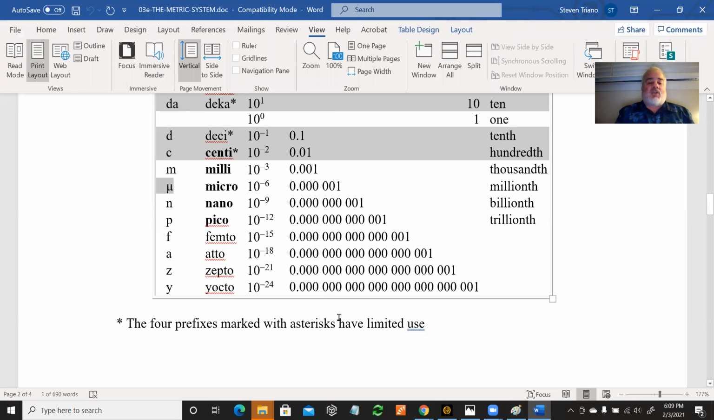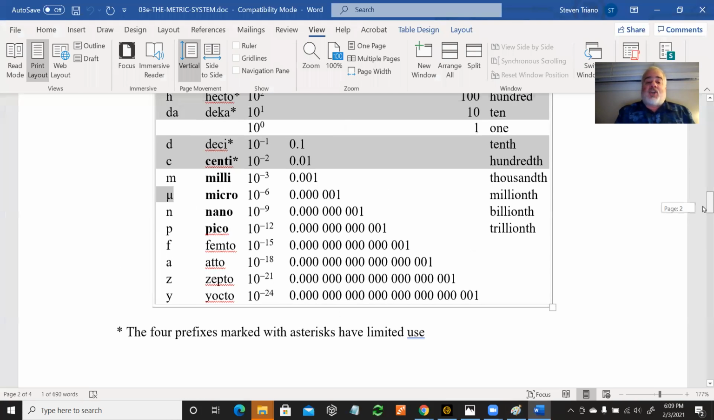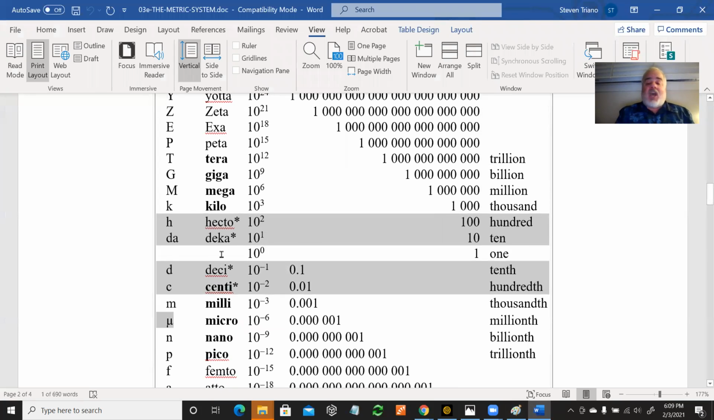Now, if I don't have any prefix, it's just meters. No milli, no mega, no kilo, just meters with nothing in front of it. Just the M.